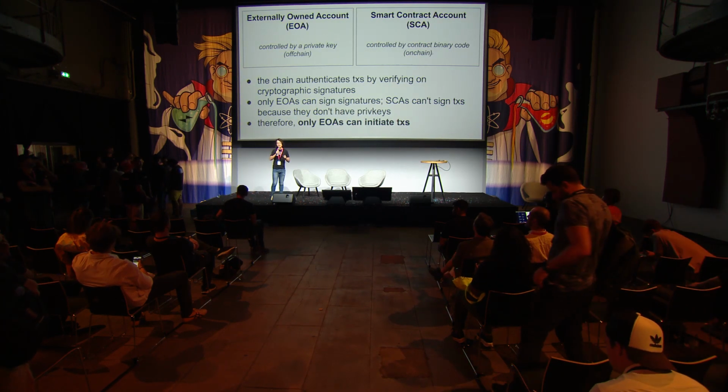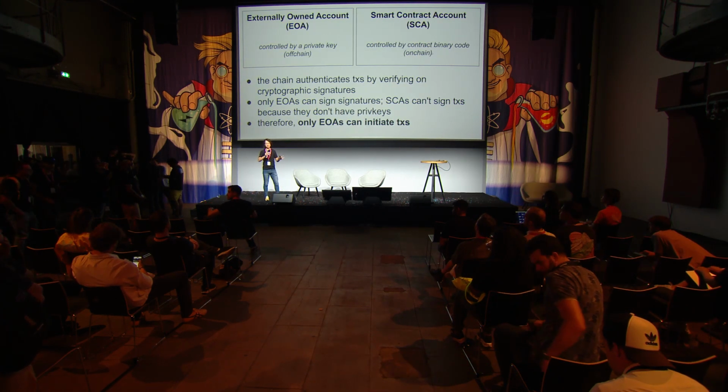So as a bit of background, typical blockchains today have two types of accounts. One is called the externally owned account, which is controlled by a single private key. And then there are smart contract accounts, which are controlled by smart contract bytecode. The thing to know here is that only externally owned accounts can initiate transactions. Smart contracts cannot initiate transactions.